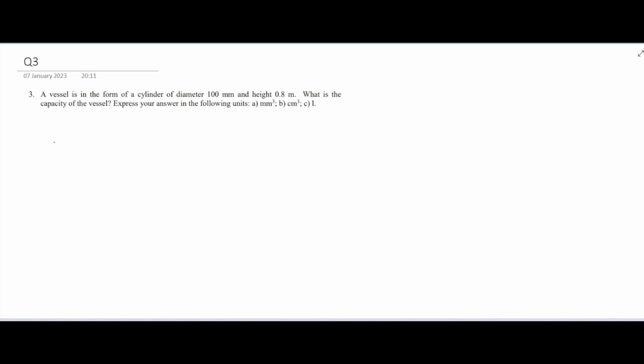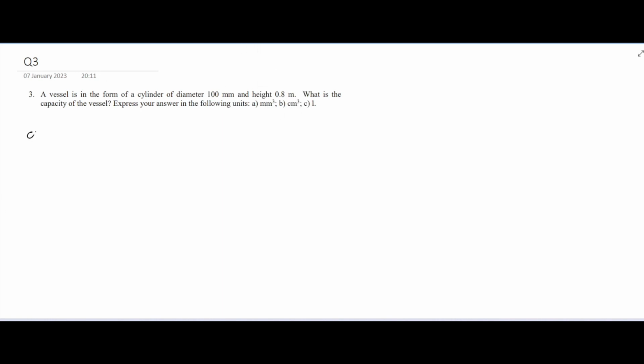A vessel in the form of a cylinder of diameter 100 and height 0.8 meters. What is the capacity of the vessel? Express your answer in the following. So here is a perfect example where we have a variable in millimeters and another variable in meters. And so let's just go ahead and solve this question.